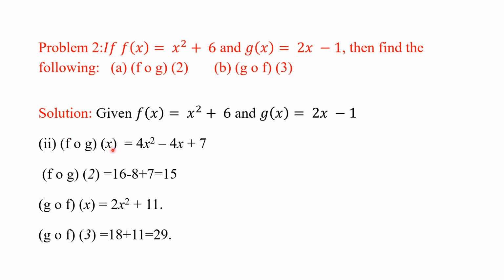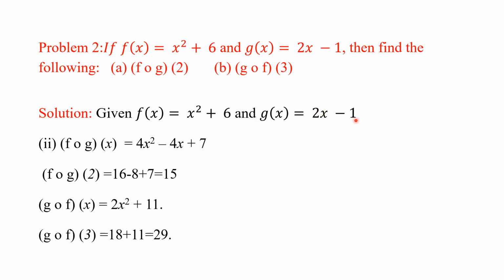So f of g of x means that this g of x function should be substituted in the f of x function. What is the g of x value? 2x minus 1. So you have to treat this as your x value and substitute it in place of the x value in f of x. So in place of this x square, I will be replacing it as 2x minus 1 the whole square plus 6.